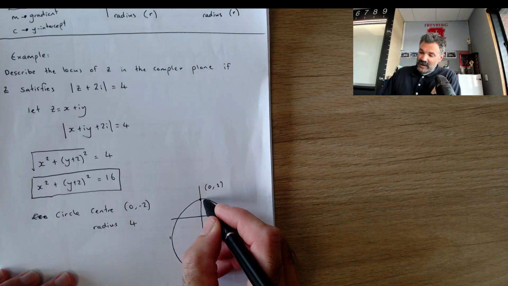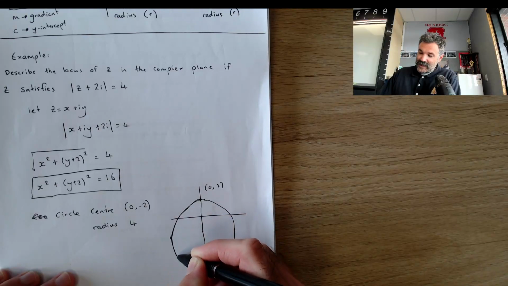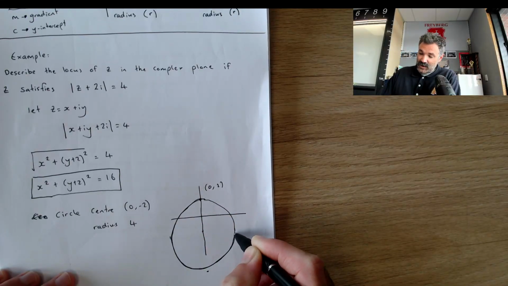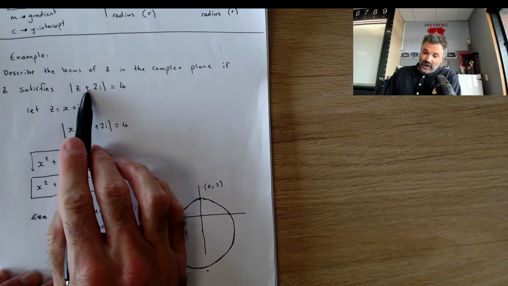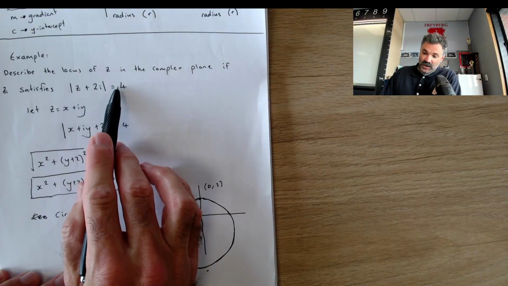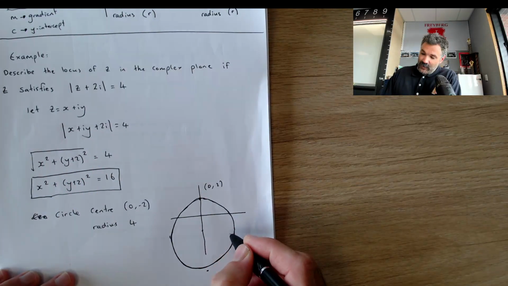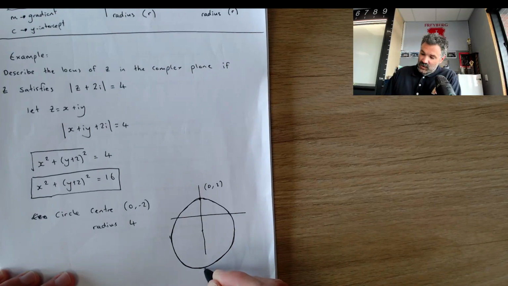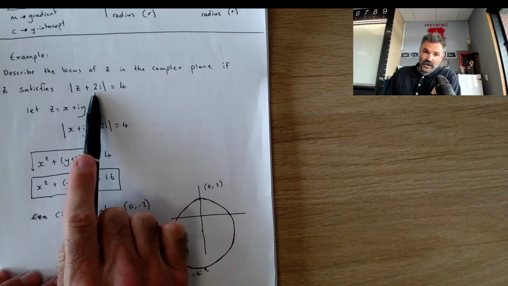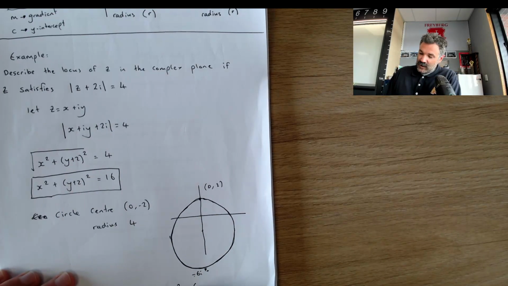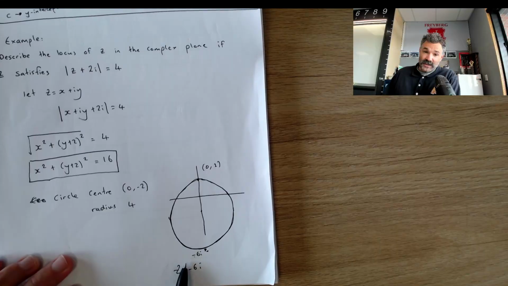So these are my z's. These are my z numbers that satisfy the condition: z plus 2i, distance to the origin is 4. So if I pick any number here, I could pick this one down here, which was -6i. So we'll say z is equal to -6i. That's something that satisfies this condition. It's down here, the bottom of my circle.